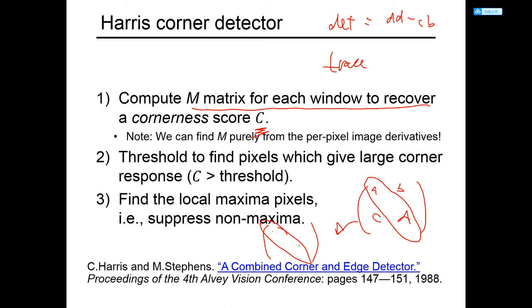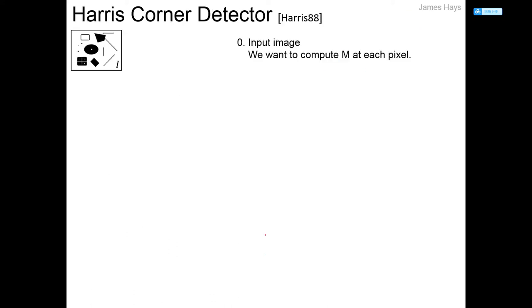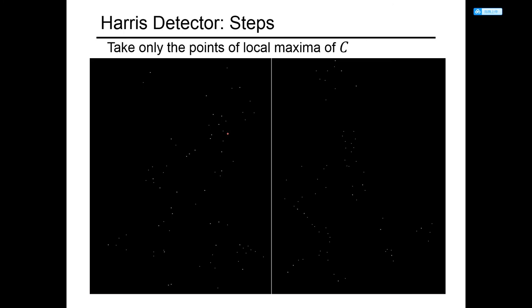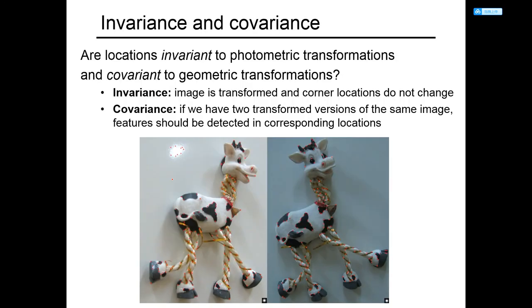And finally, we can also do non-maximum suppression. Let's say I try to find the corners, some of these will be pretty big, with high C values. We want to make sure this is really a maximum. So we simply look at the neighborhood of that point and make sure it's larger than all its neighbors. Then, though it's very hard to see, these will be the corners, as you can see here.